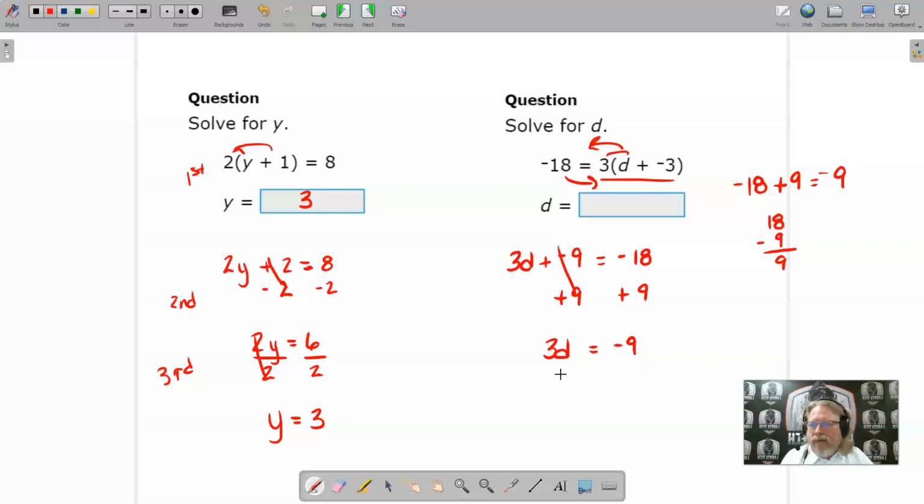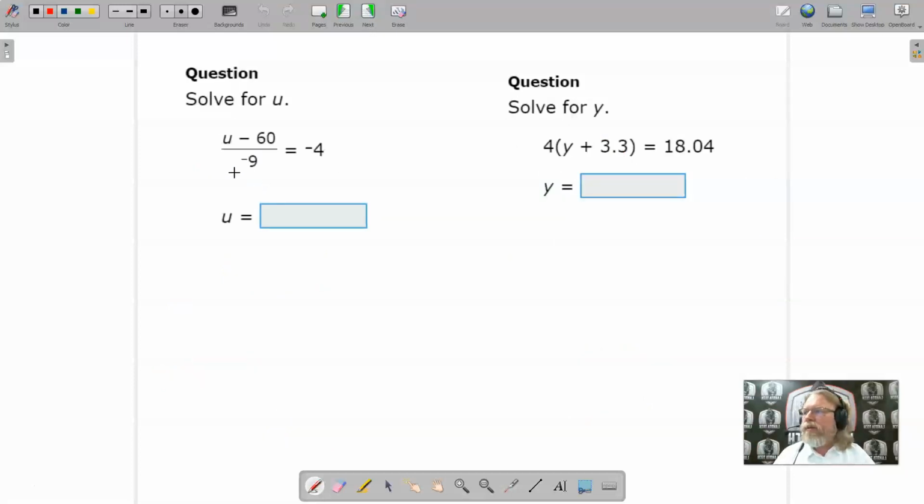Next step is to go ahead and divide by 3. Because of the multiplication here, we're going to undo it with division. We're going to divide by 3 because that's the number we wish to get rid of. And what we do to one side, we're going to do to the other. So the 3's cancel each other out, leaving us with D, and a negative divided by a positive is a negative, and 9 divided by 3 is 3. So D equals negative 3.